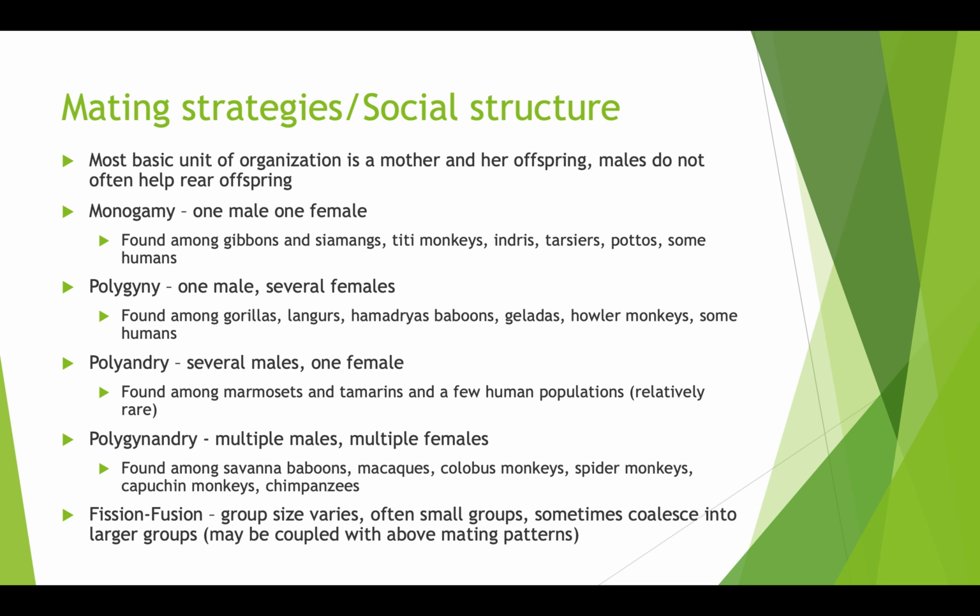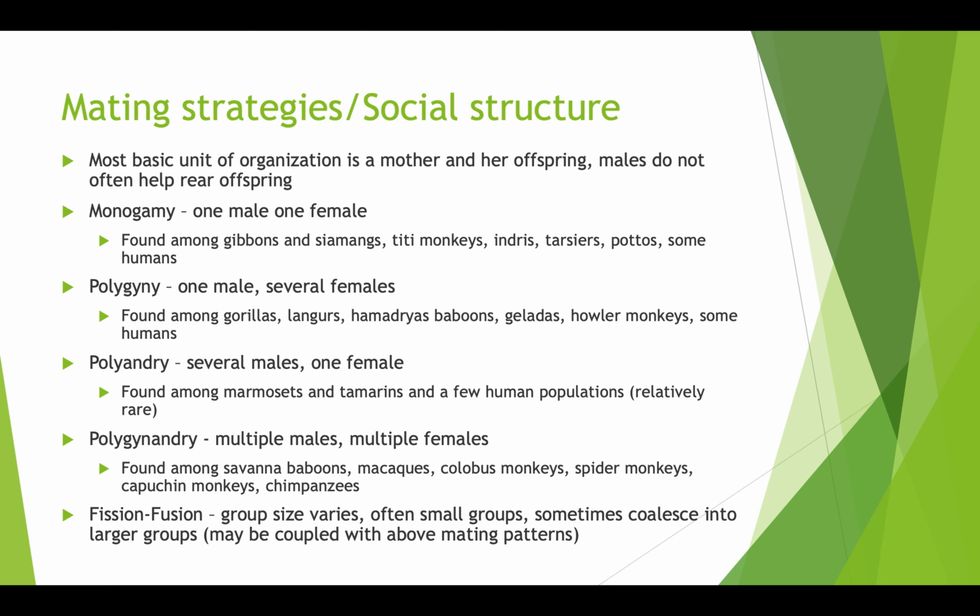We also see, of course, polygyny. This is one male with several females. This is what we consider the harems of gorillas, for example, though recent research has shown that oftentimes there may be two or three males that share the protection of that group of females and mate with different females in the group. Langurs are one male, multiple female, and we'll talk about how this is manifest in infanticide when there's a new male takeover in just a minute. We also find it among Hamadryas baboons, gelada baboons, howler monkeys, and obviously some humans, as we just talked about.